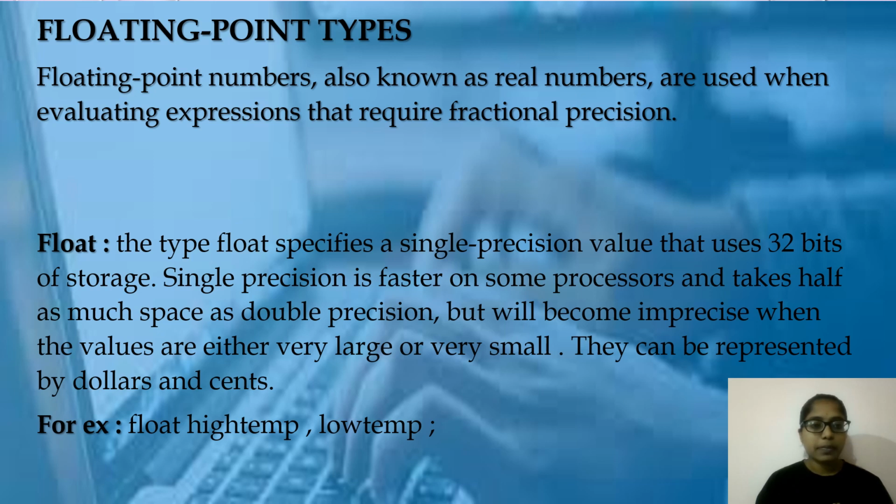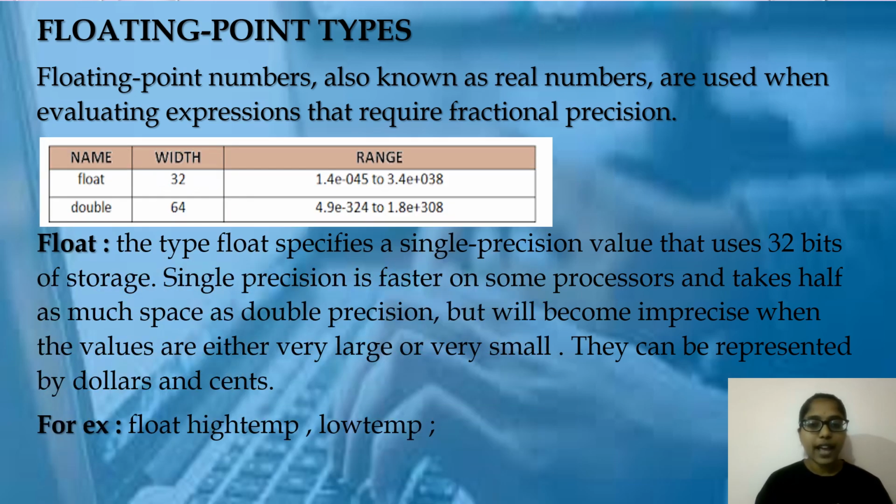Floating point types. Floating point numbers, also known as real numbers, are used when evaluating expressions that require fractional precision. The names of these floating point types are float and double. Float has a 32-bit width and double has a 64-bit width. Let us see them one by one.